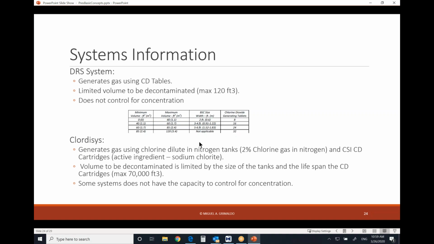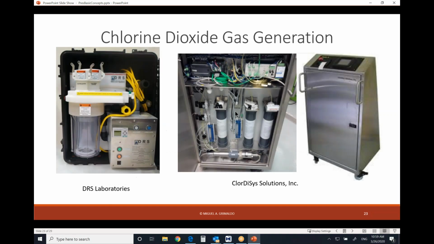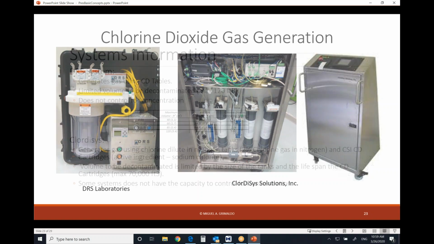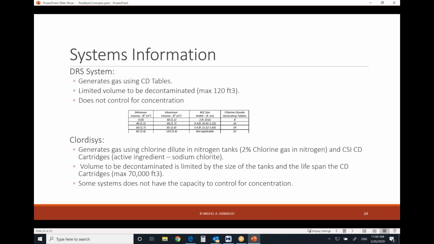The Chlordices system uses chlorine diluted in nitrogen tanks, and this goes through some cartridges of sodium chloride. Let me show you. It's these cartridges right here. Once the chlorine passes through these cartridges, then it generates the chlorine dioxide gas.